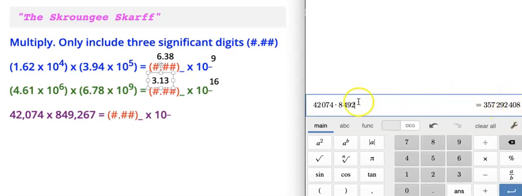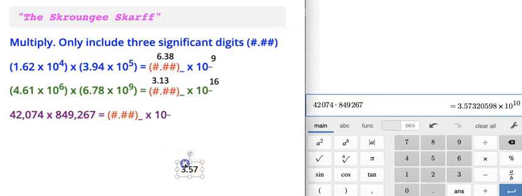So as you can see, nothing's happening yet. That's a big old number. Ew, gross. I think after the next one, yeah, see that? There you go. 42,074 times 849,267 is going to be, let's see, 3 significant digits, 3.57. 3.57. It's going to be my 3 digits times 10 to the 10. Okay, there we go. So yeah, you're pretty lucky there.